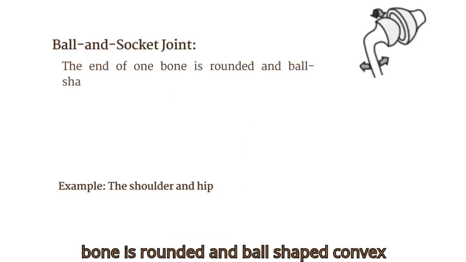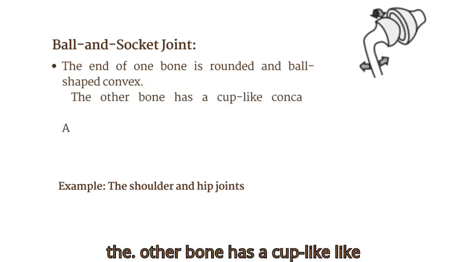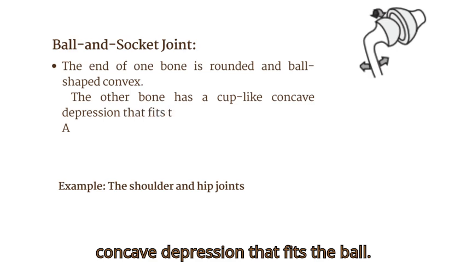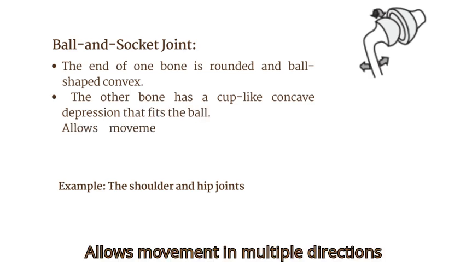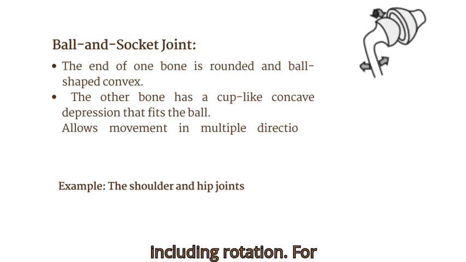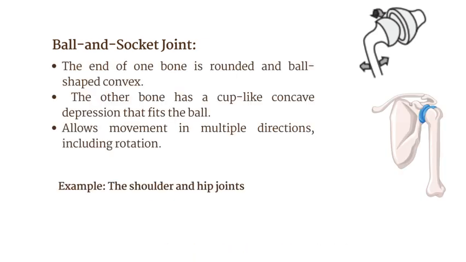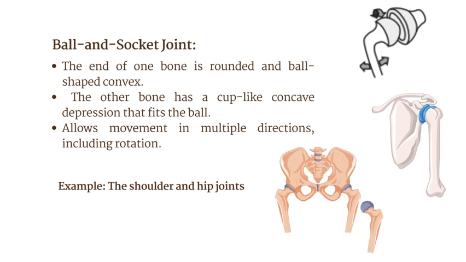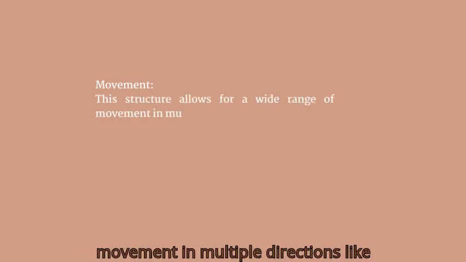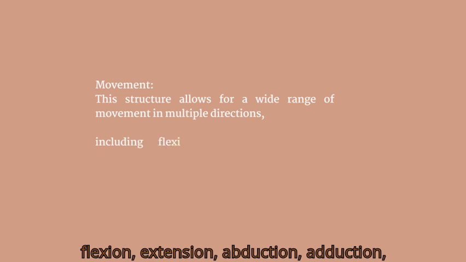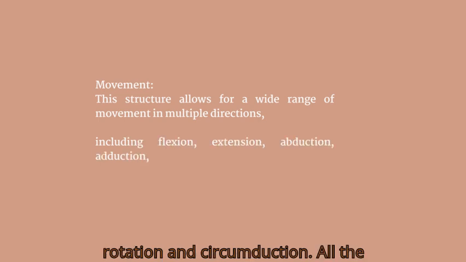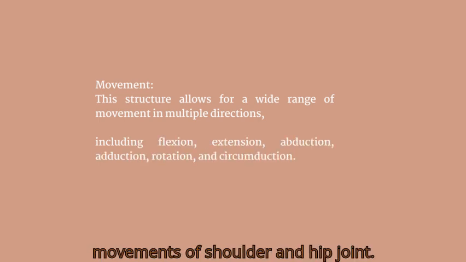Ball and socket joint. The end of one bone is rounded and ball-shaped, convex. The other bone has a cup-like concave depression that fits the ball. It allows movement in multiple directions, including rotation. For example, shoulder and hip joint. This structure allows for a wide range of movement in multiple directions, like flexion, extension, abduction, adduction, rotation, and circumduction. All the movements of shoulder and hip joint.